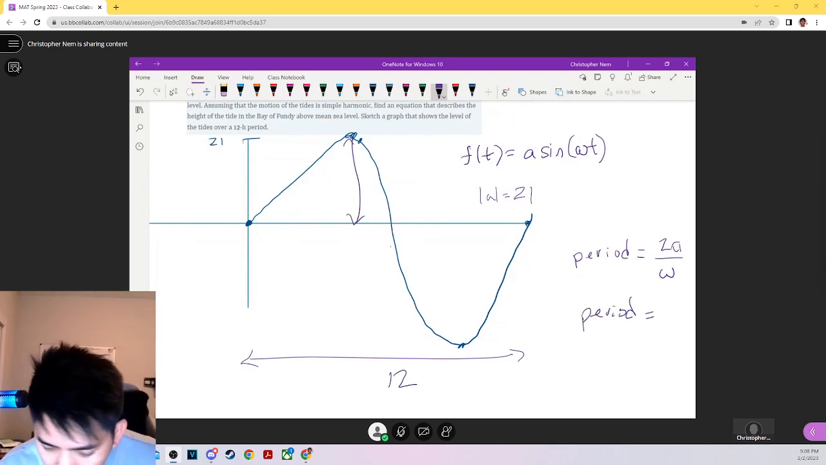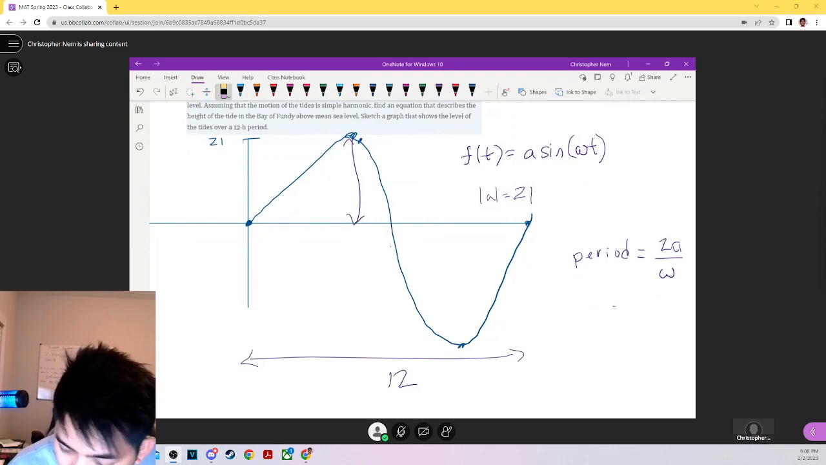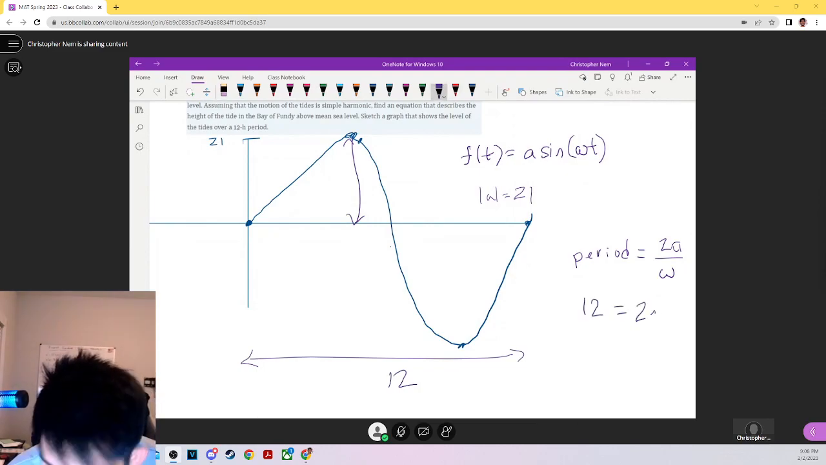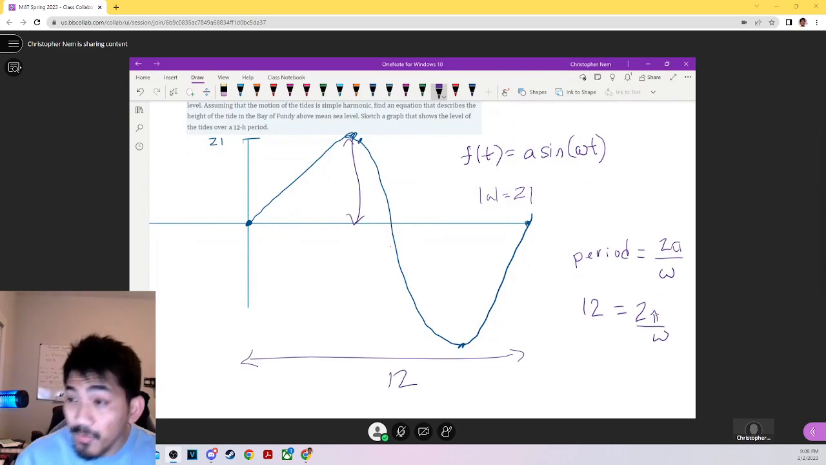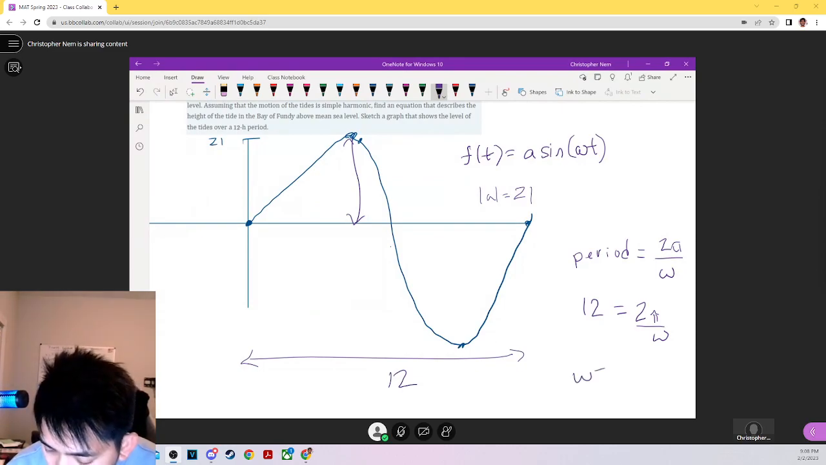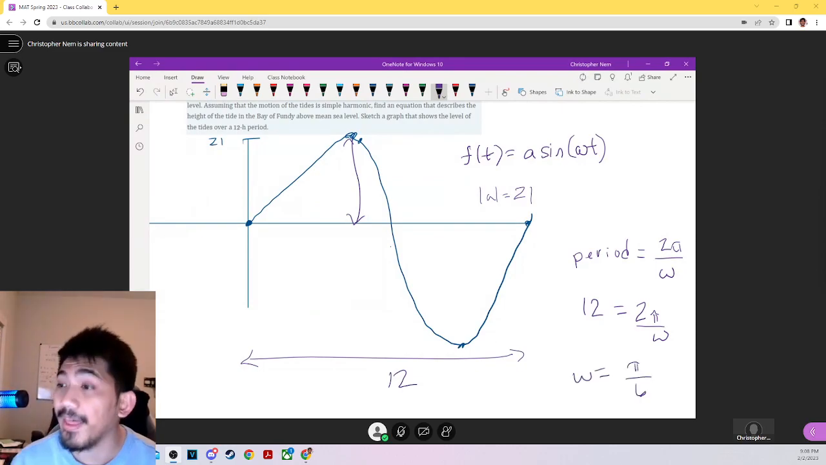I can replace period to be equal to 12 is equal to 2 pi over omega. If you want to solve for omega, multiply both sides by omega, then divide both sides by 12. And you should get omega is equal to pi over 6. You can check the math on that.